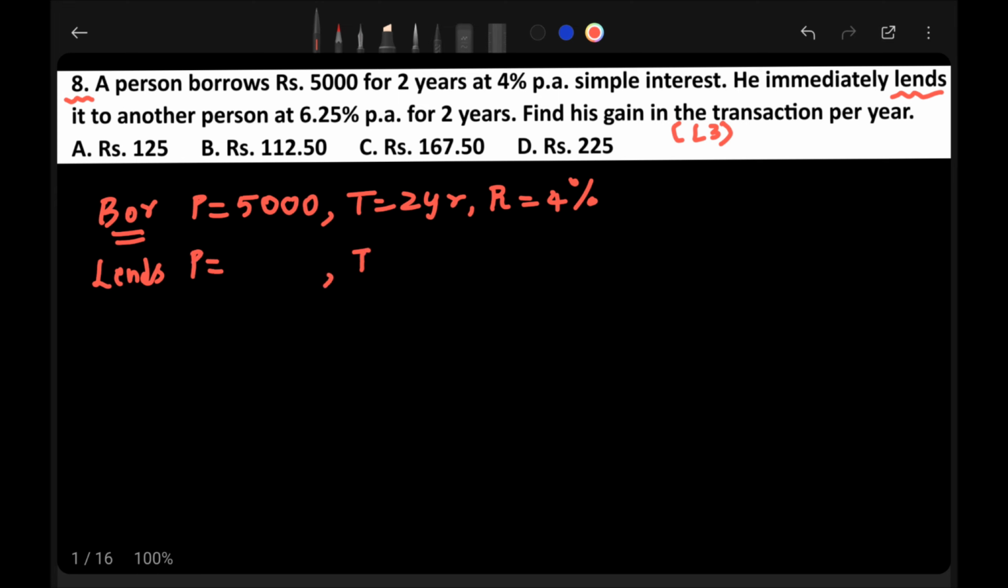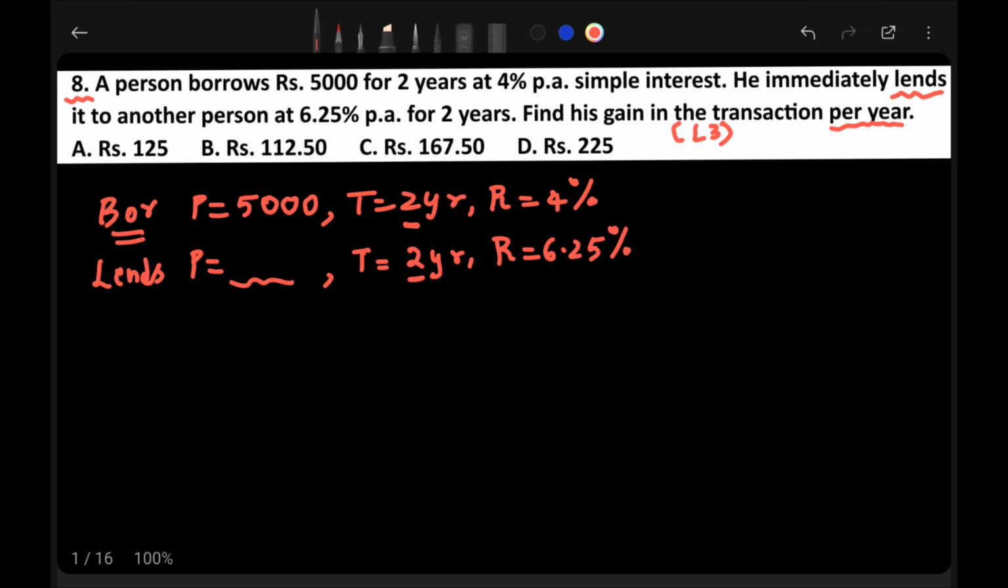For a principal amount, is it given? No, we shall see it afterwards. Time is 2 years and rate is 6.25%. Find his gain in the transaction per year. Remember, he's asking per year, not for 2 years. Keep that in mind. At last, this is going to help us.